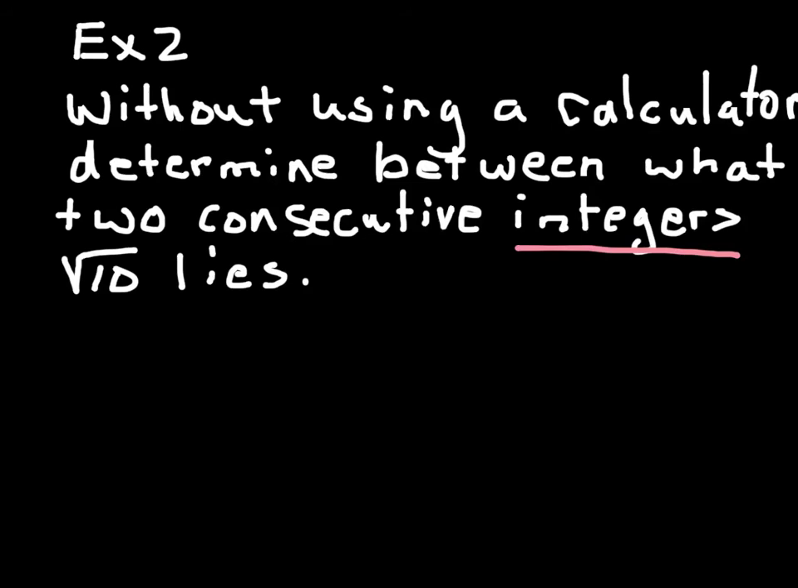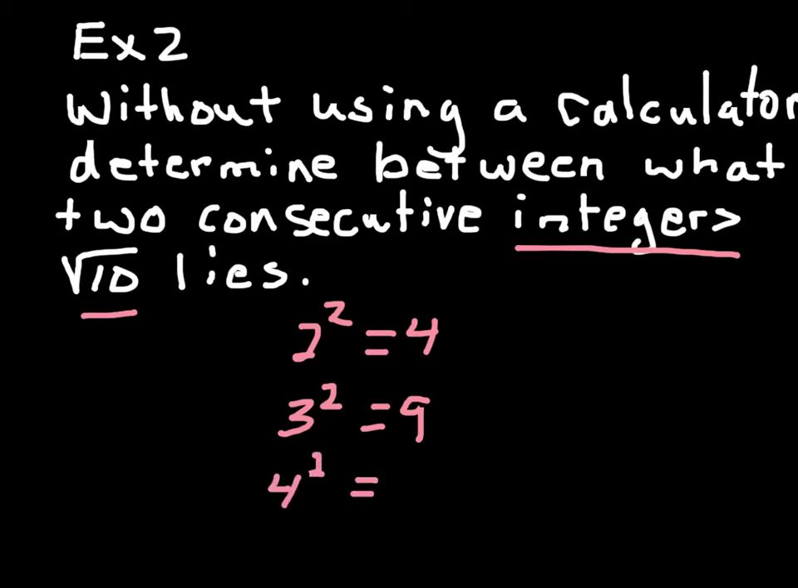Now, I know that 2 squared is 4, right? I know that 3 squared is 9. Now notice I haven't been able to put the 10 in between any place because 10 isn't between 4 and 9, is it? Let's go one more. Let's see, 4 squared is 16, isn't it? So 10 lies between 9 and 16.